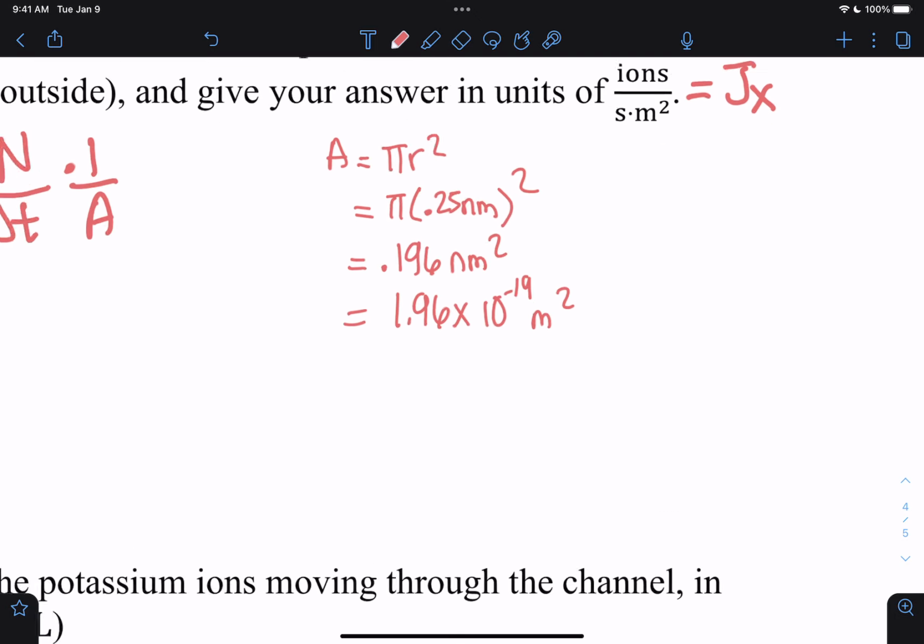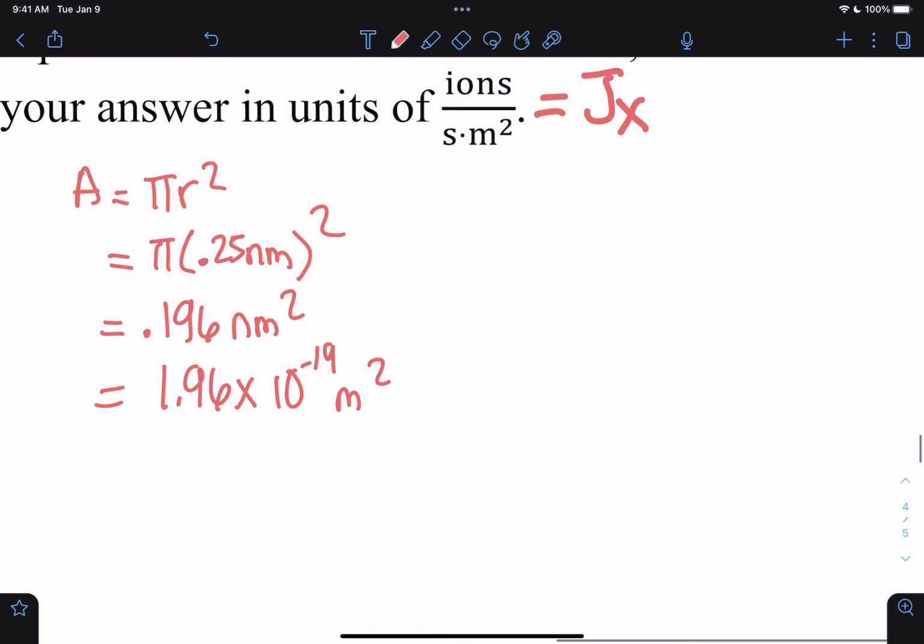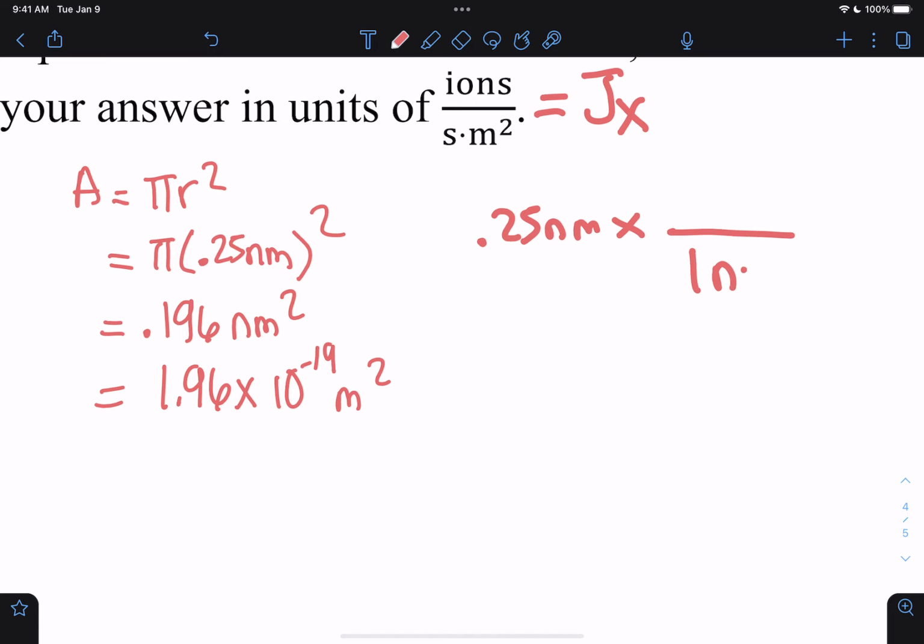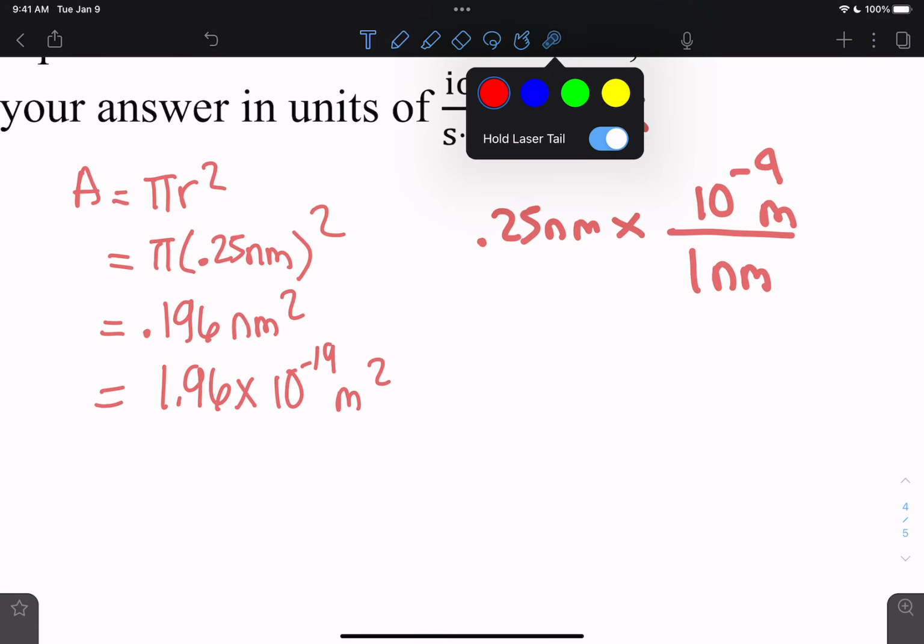Just for the sake of clearing this up, for nanometers, 0.25 nanometers, in 1 nanometer it's 10 to the negative 9 meters. So you can do that to get your value in meters, then square it, and then times pi, and you should get your final value in meters squared that way.